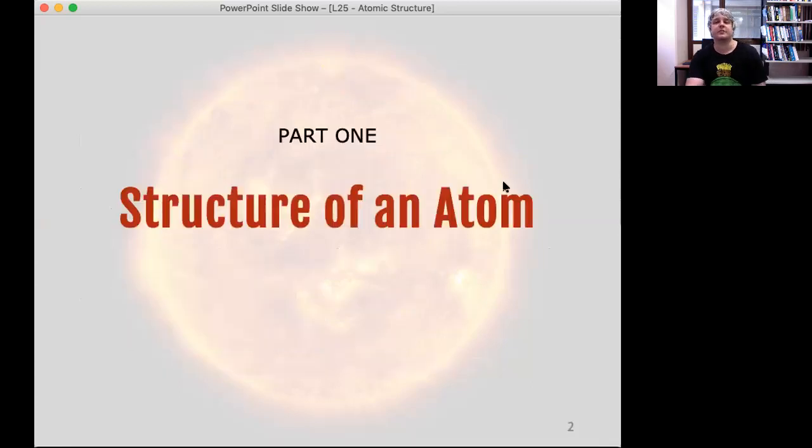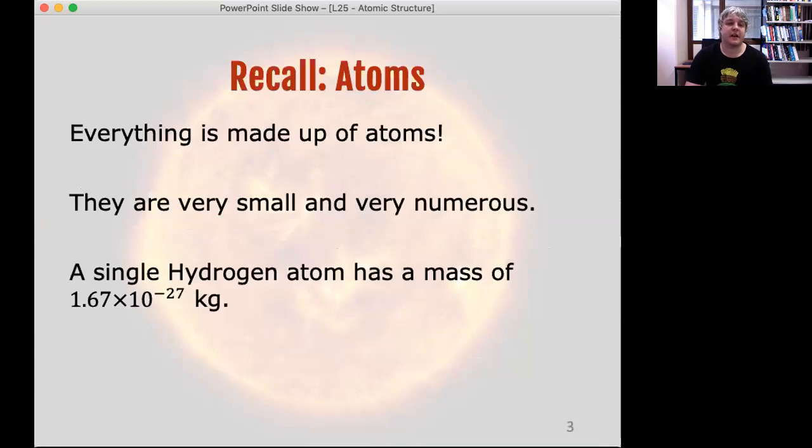So to start with, the structure of an atom. What is an atom? Recall that everything is made up of atoms. They are very small, they are very numerous. A single hydrogen atom has a mass of only 1.67 times 10 to the negative 27 kilograms. So these are tiny, tiny things, but they make up everything we know, everything we are, and everything we interact with, all made of atoms.